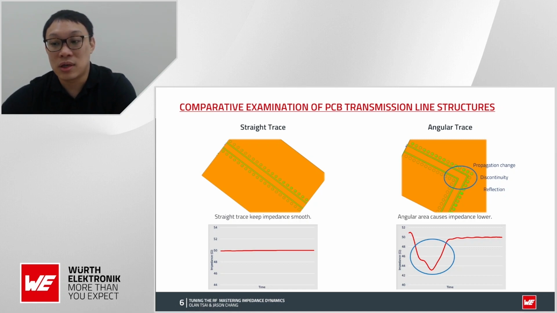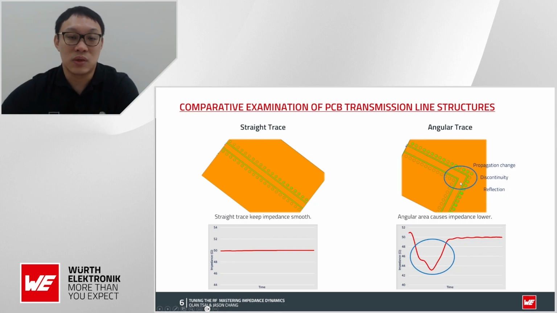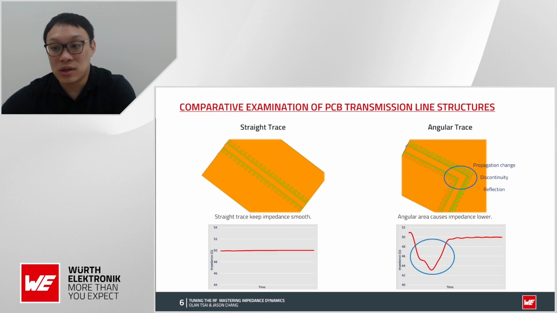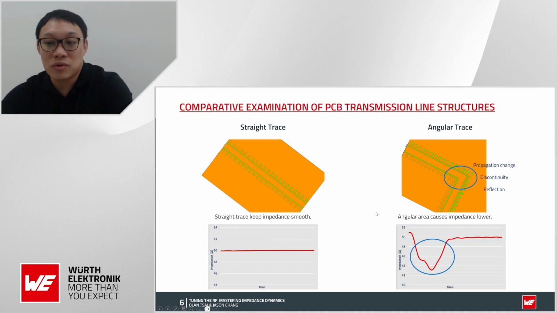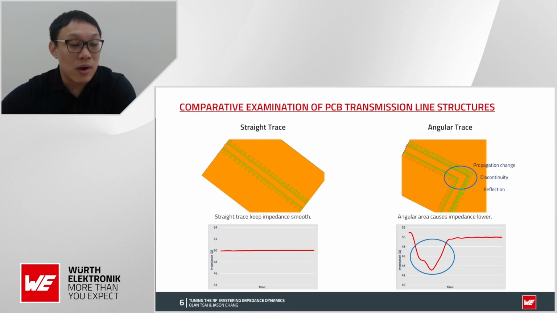The discontinuity will give you reflections onto the signal, and reflections is not what we wanted. So the reflection gives you higher energy loss. This is the main problem if you don't tune the trace line well when you are designing your trace line.